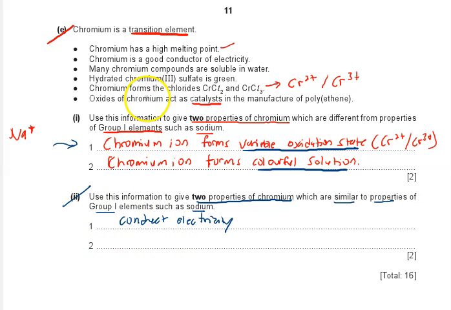And the next one, they do also form... Okay, look at this part. Many chromium compounds are soluble in water. However, sodium is also soluble in water. So you can say both of them are soluble in water, as your answer. So this is 2 marks, and the total marks for this question is 16 marks. Now we move on with the next question.